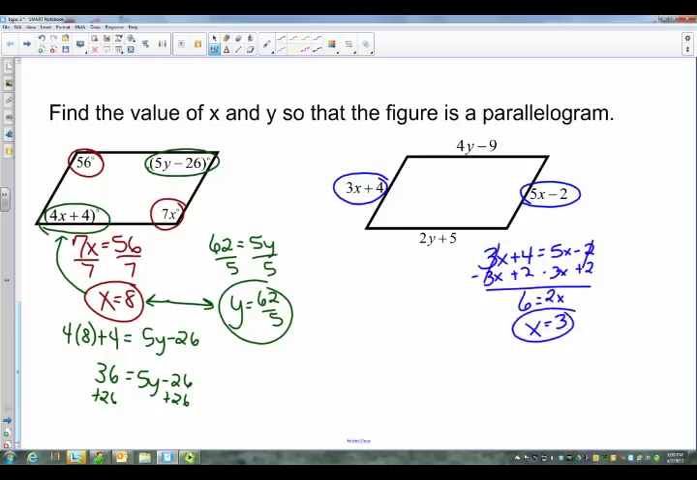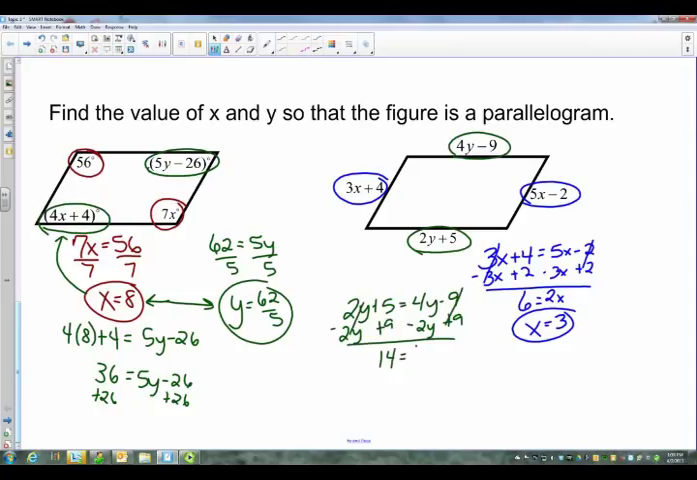There's my first one. Now for the second one, I'm going to take my y's and do the same thing. So here's one of them, here's the other. I've got 2y plus 5 equals 4y minus 9, and solve it. Subtract 2y, subtract 2y. I'm going to add 9, so those cancel. I've got 2y equals 14, so y has to be 7, and there's your final answer.